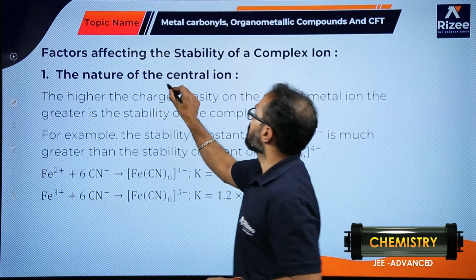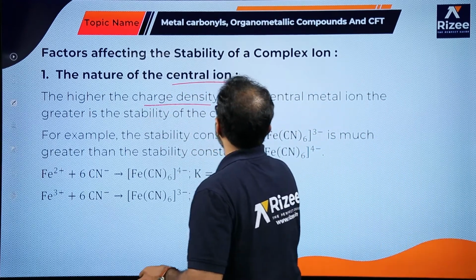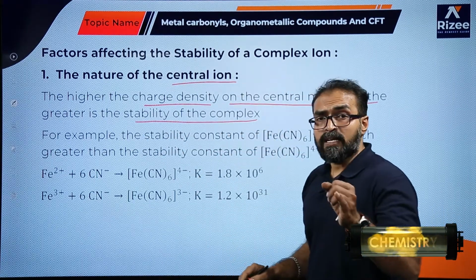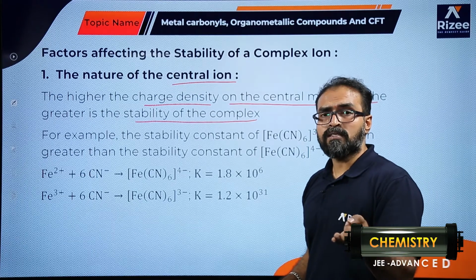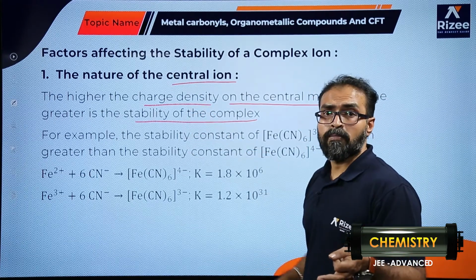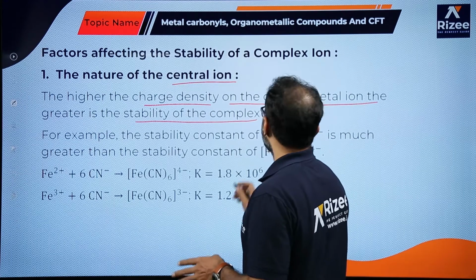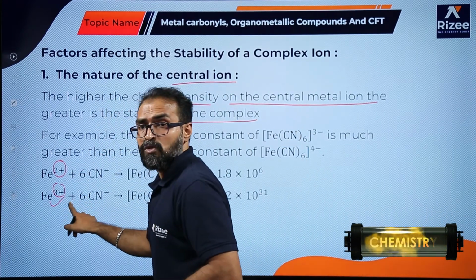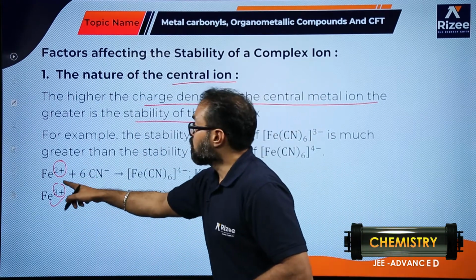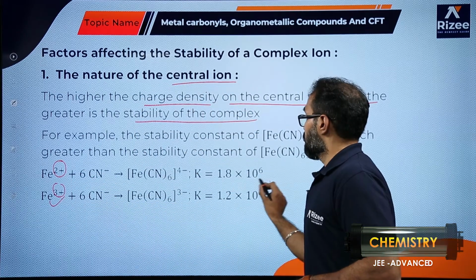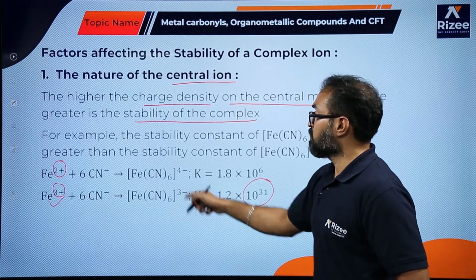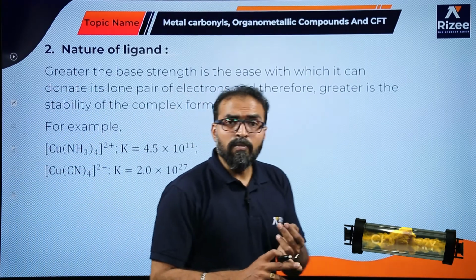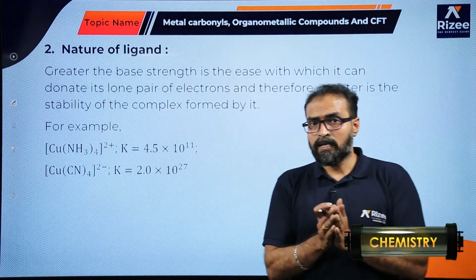See this, nature of the central ion. The higher the charge density on the central metal ion, the greater is the stability of the complex. Both smaller size and higher charge. For example, if you are comparing Fe2+ and Fe3+, Fe3+ has more charge, so it is more stable, right? So in this case we can see it is very high when compared to this. We are discussing the stability of the complex ion in solution.